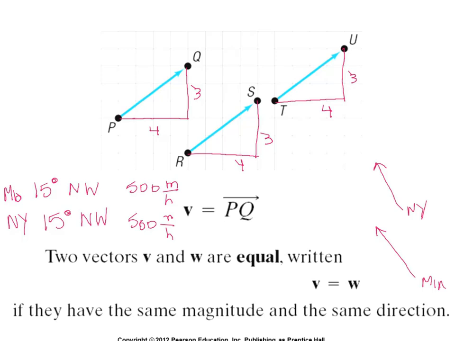So anyway, these are equivalent. Vectors representing these two airplanes would be equivalent even though they're not starting in the same place. Basically, that's all I really wanted to say.